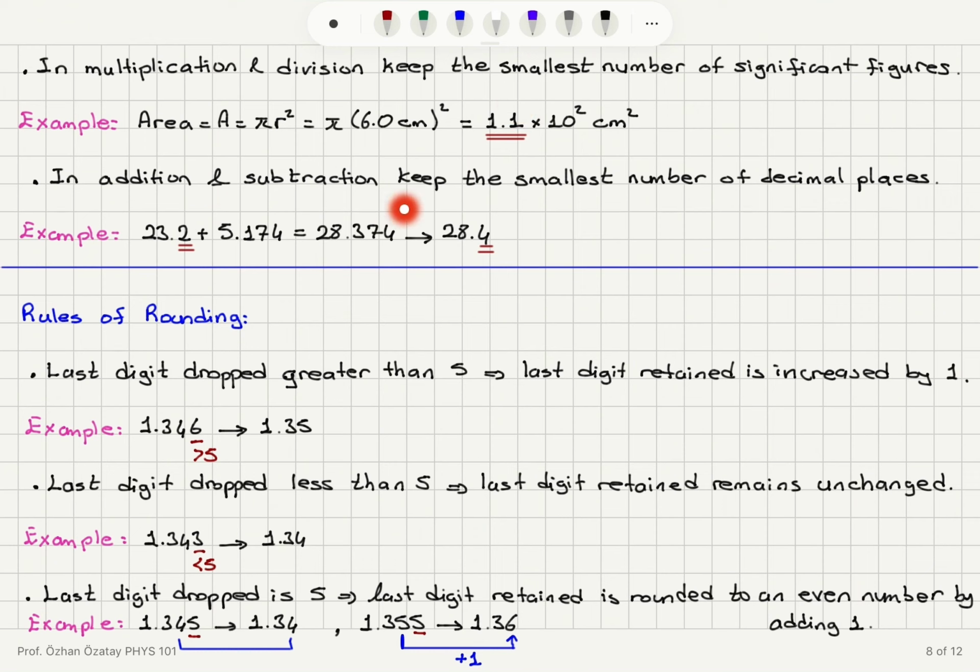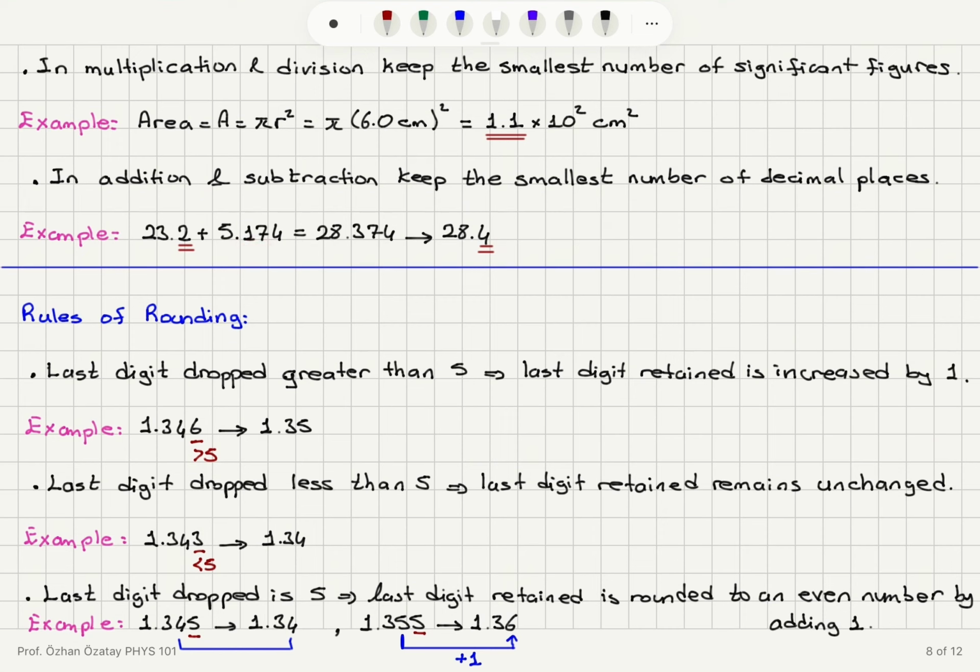In addition and subtraction, we also keep the smallest number of decimal places. So we're adding two physical quantities, two lengths, let's say. One is 23.2, so it has uncertainty in the first digit after the decimal point. And one is 5.174, which has uncertainty in the third digit after the decimal point. So we're going to keep only three significant figures here. So this has three, this has four significant figures.